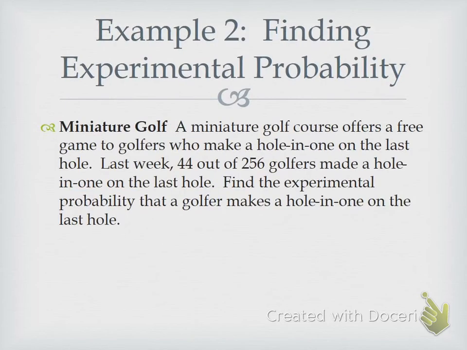All right, so here's our example, miniature golf. A miniature golf course offers a free game to golfers who make a hole-in-one on the last hole. Last week, 44 out of 256 golfers made a hole-in-one on the last hole. Find the experimental probability that a golfer makes a hole-in-one on the last hole. So here's why this is experimental probability.